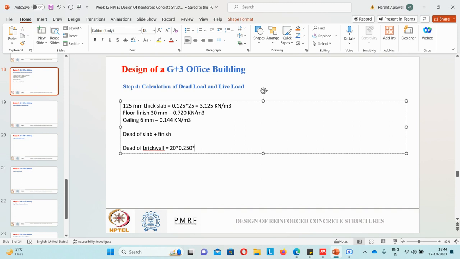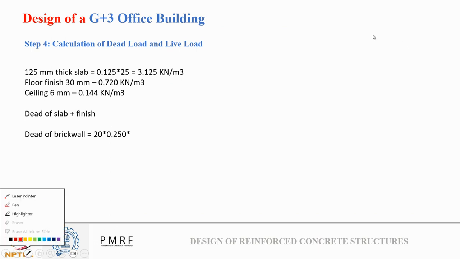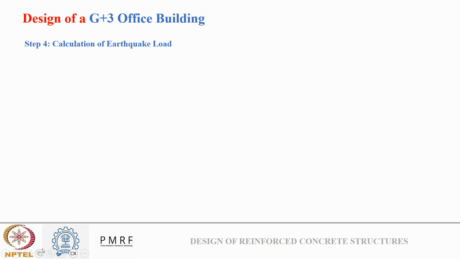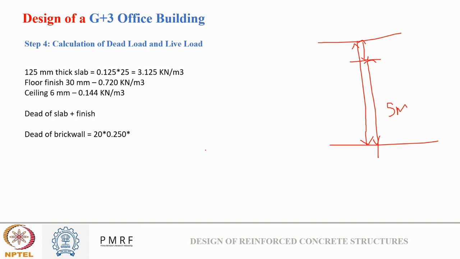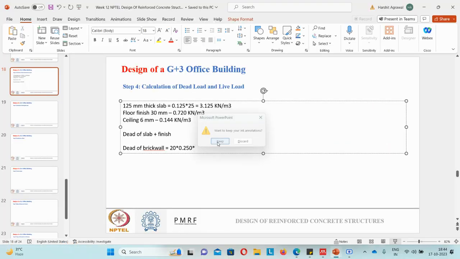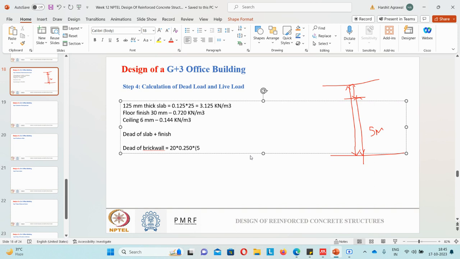When you are talking about the height of the brick wall, these are two floors. In between floors I have a distance of 5 meter, but my depth of the beam is 500 mm, so this part is my beam, and this is my effective brick wall. So my dimension of brick wall will come out to be 5 minus 0.5. Considering such things, you can calculate the dead weight of the brick wall also.